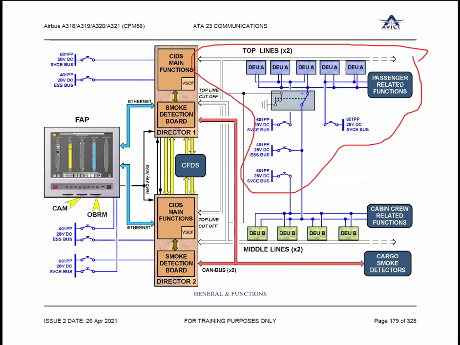DUA, passenger related functions connected with the top line buses. The change here is this is additional: cargo smoke detector and lavatory smoke detector. Earlier they were part of the SDCU, a separate computer, the smoke detection control unit in the classic aircraft. Have you finished your chapter 26? Yes.